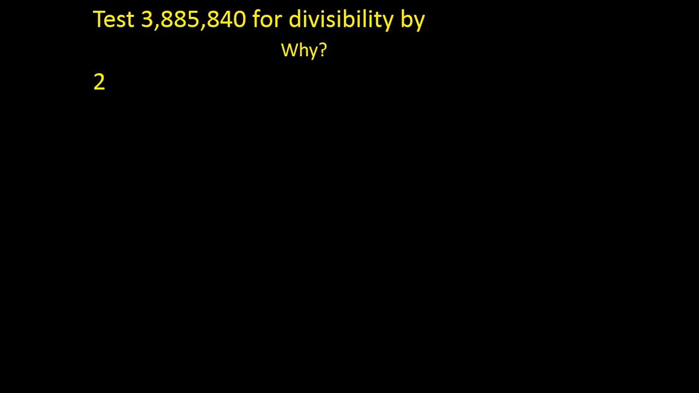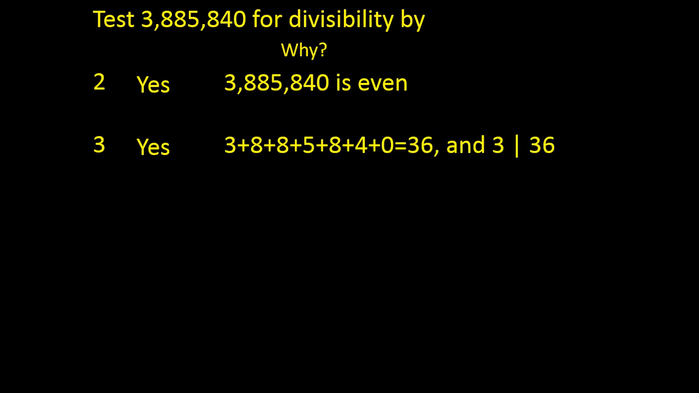So let's start with 2. Can we divide 3,885,840 by 2 without getting a remainder? And the answer is yes, because it's an even number. For 3, we have to add all the digits of our number together and see if that's divisible by 3. In this case, it is, because if we add all the digits of this number together, we get 36, and 3 does divide 36. We can divide 36 by 3 without a remainder, so we can divide this original number by 3 as well.